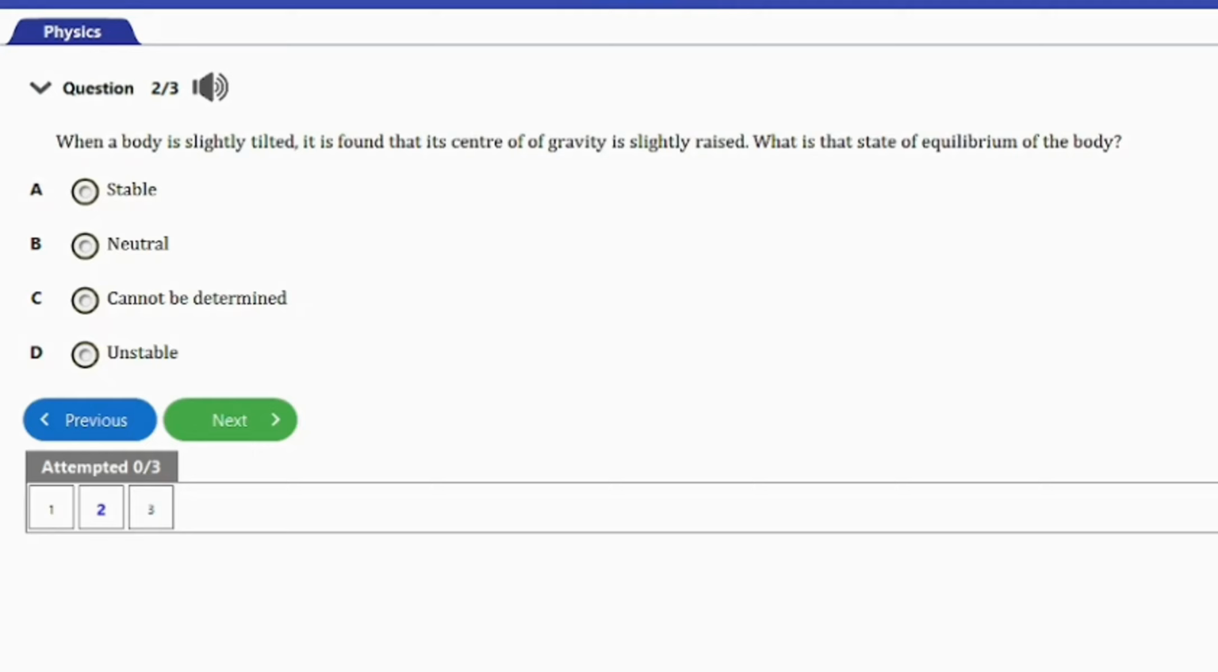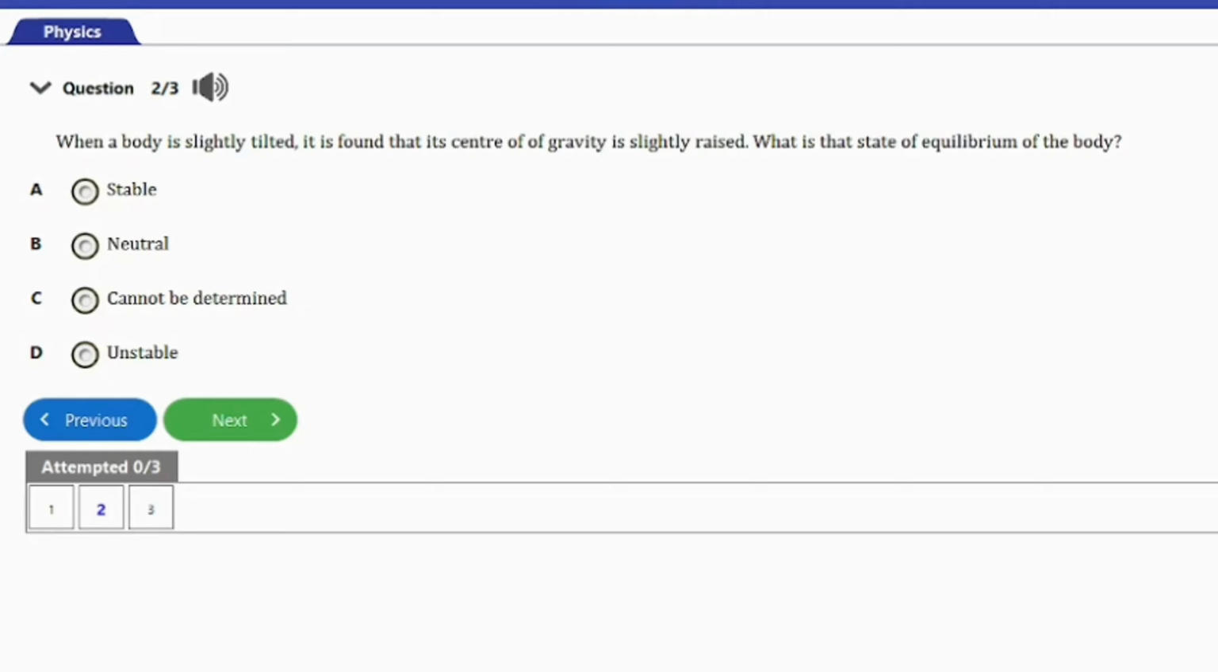So that's question number 2 here. It says, when a body is slightly tilted, it is found that its center of gravity is slightly raised. What is the state of equilibrium of the body? We have A, stable, B, neutral, C, cannot be determined, D, unstable. So guys, the answer to this question is option D, and that's unstable.